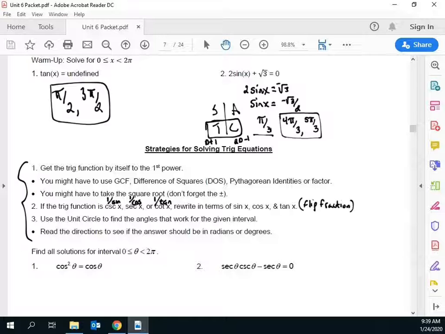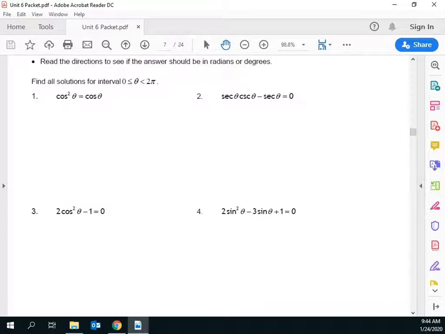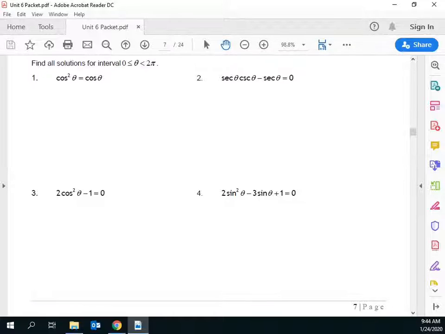And it says use the unit circle to find angles that work for the given interval. We've been using the square root trick or the hand trick, whichever one it is you do. And then read the directions to see if the answer should be in radians or degrees. 3 steps, each 1 and 3 have some multiple sub-steps, okay? So looking at the next one, see what these look like. So it looks like our answers are going to have to be in radians.